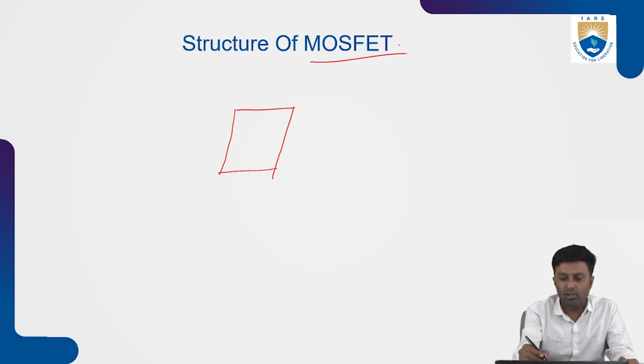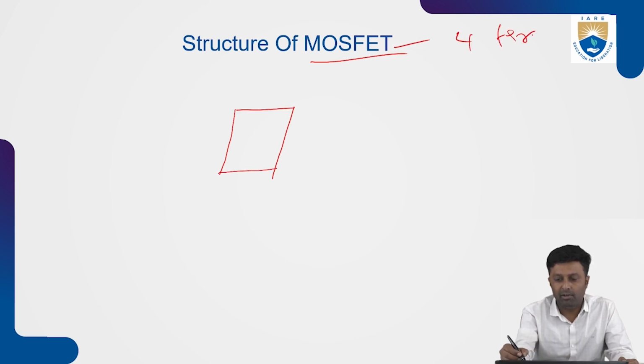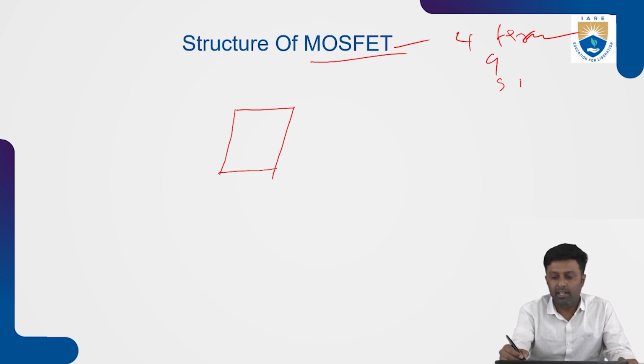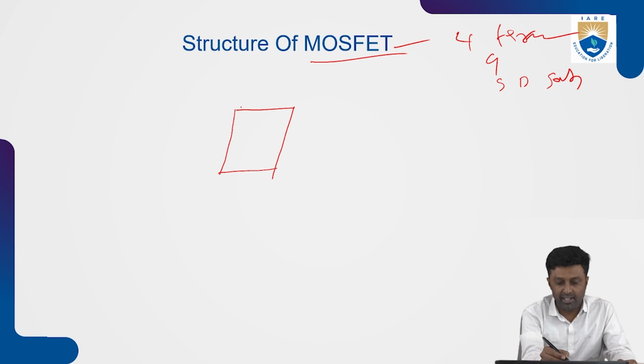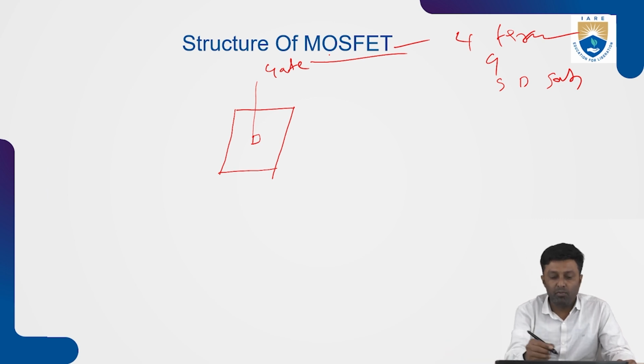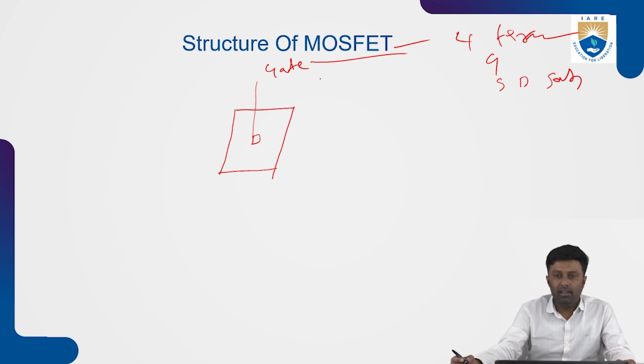The MOSFET has four terminals. You have to remember this point: the four terminals are the gate, source, drain, and the substrate. The first part is the gate. As the name indicates, the MOSFET is made up of metal oxide semiconductor, and this is the metal. For this metal, this is the contact, the first terminal, that is the gate terminal, which is made up of the metal.